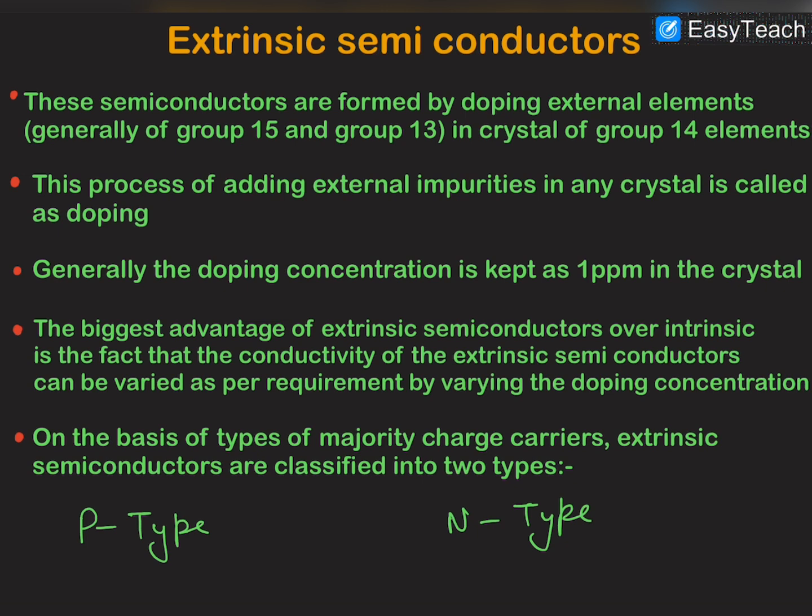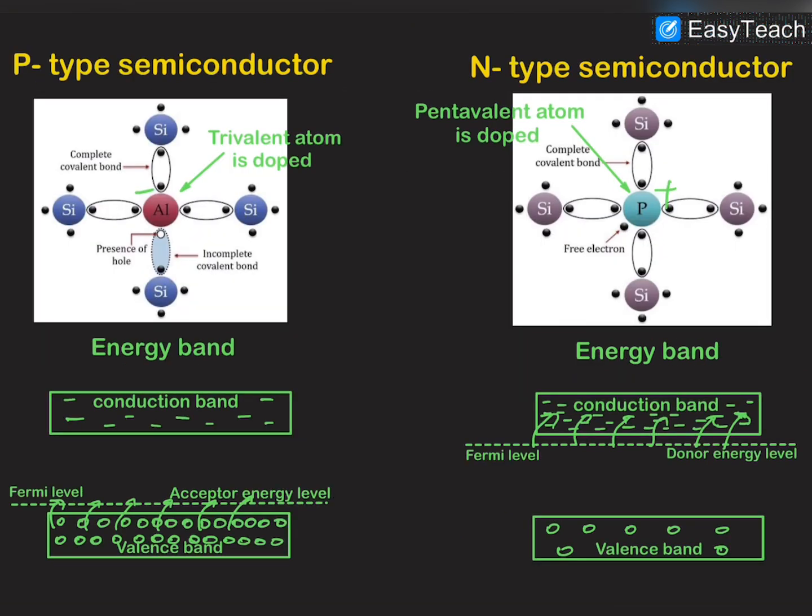Now on the basis of the majority charge carriers, extrinsic semiconductors are classified into two forms, which is first p type and second n type. Now in p type semiconductors, you can see that group 13 elements such as aluminium are doped into silicon crystal or germanium crystal, which are group 14 elements. And as you know that aluminium only has 3 electrons in the outermost shell, one side of the bond is left vacant and a hole is formed at this point.